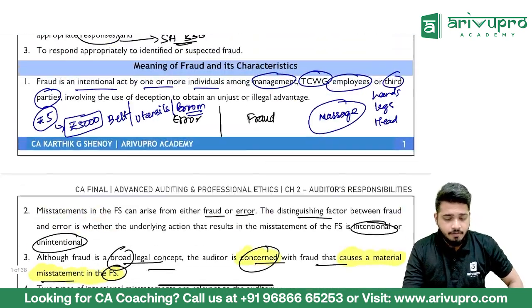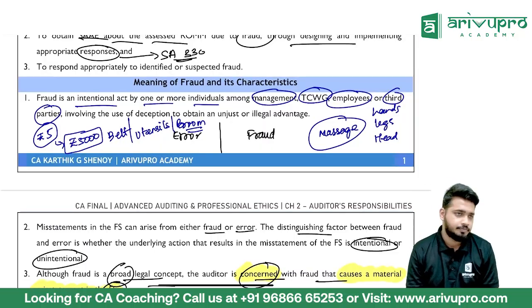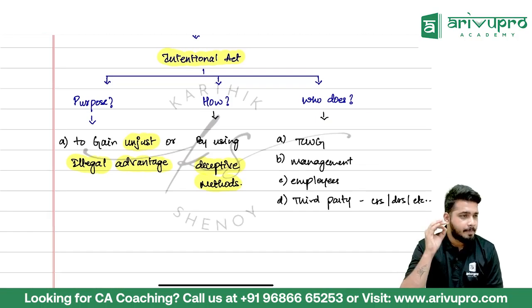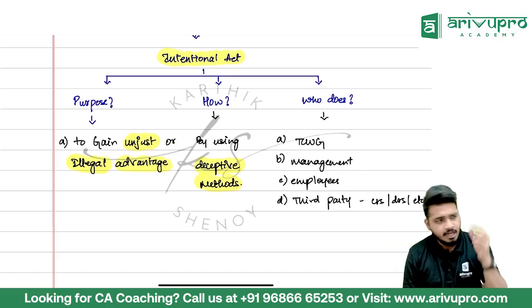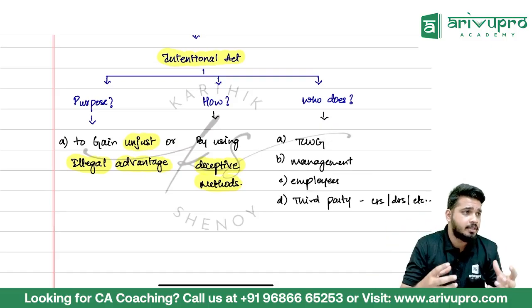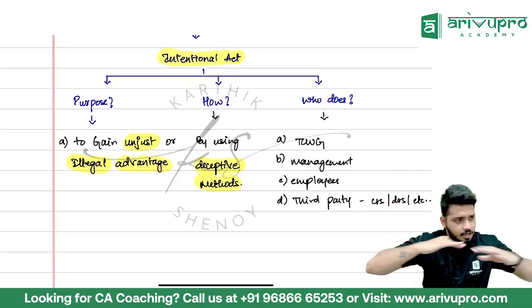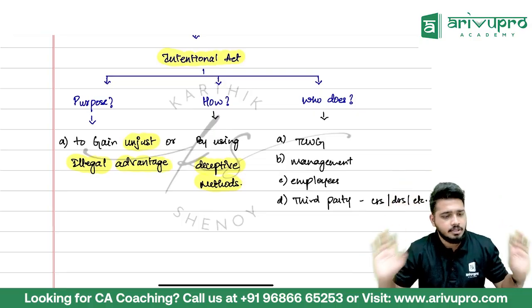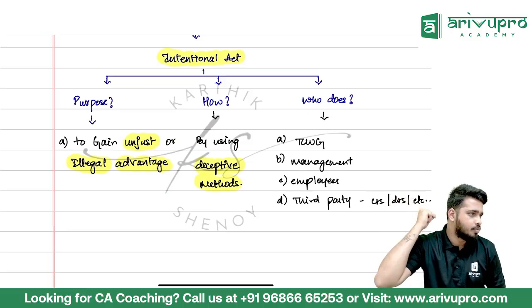So this is what fraud meaning and characteristic is. It's an intentional act. What is the purpose of committing the fraud? To gain unjust or illegal advantage. And how do you do it? By using deceptive method. And who does it? It could be TCWG, management, employees, third parties. Understood? Clear? Purpose, how, who?